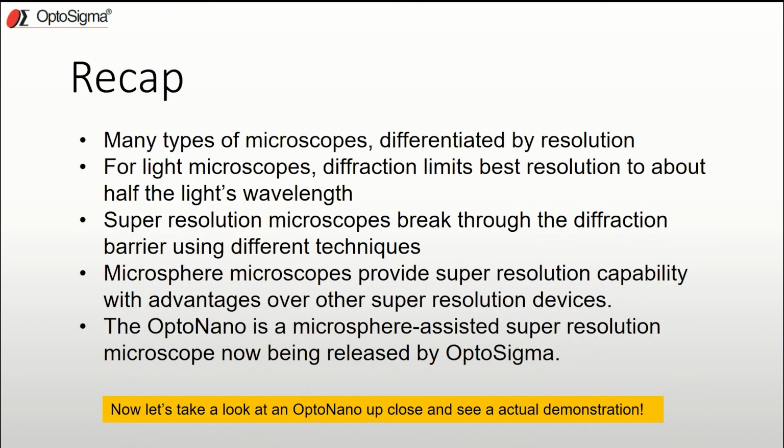So let me just go over a recap of what we talked about. So first, as we talked earlier, there are many different types of microscopes, and their main differentiation is resolution. And so we said for light microscopes, the diffraction limit is the best resolution, which is about half the light's wavelength. Then we talked about super resolution microscopes and breaking the diffraction barrier using different techniques. And the microsphere was one of those, and those provide super resolution capability with advantages over other super resolution devices. And one of the things we talk about is sample preparation, no fluorescence, and instantaneous image acquisition.